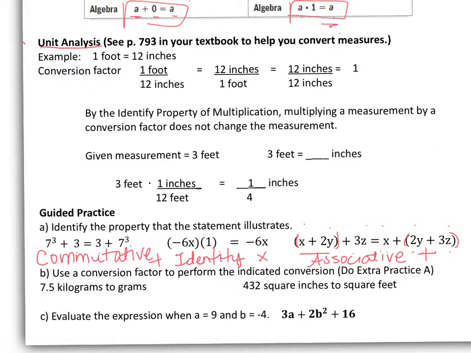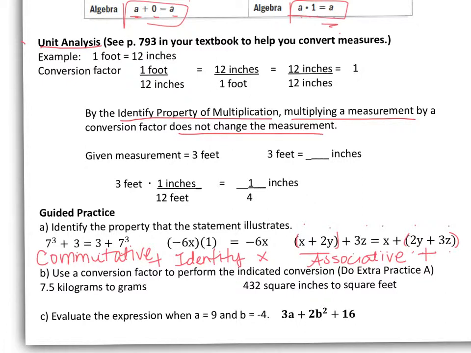Unit analysis. See page 793 in your textbook to help you convert measures. I'm going to give you a common one. 1 foot equals 12 inches. The conversion factor will be simply written as 1 foot over 12 inches, or 12 inches over 1 foot, or simply 12 inches over 12 inches, which equals 1. By the identity property of multiplication, multiplying a measurement by a conversion factor does not change the measurement.